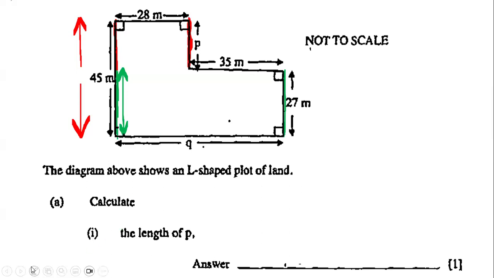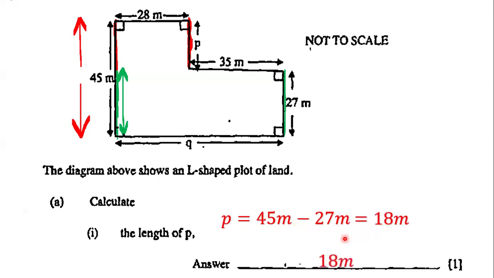So what we have to do is subtract. In order for us to figure out the length of P, we say 45 meters minus 27 meters, and 45 meters minus 27 meters is 18 meters, and that's the length of P. The length of P is 18 meters.